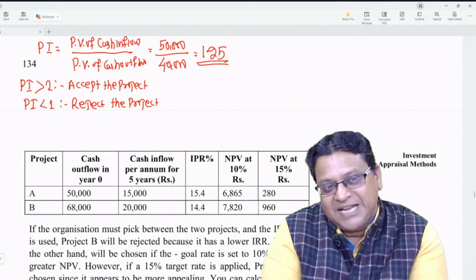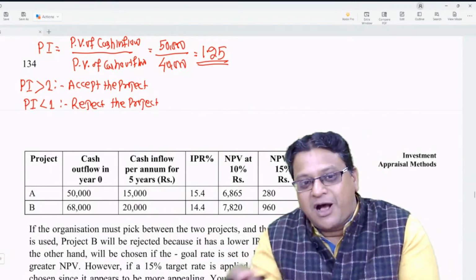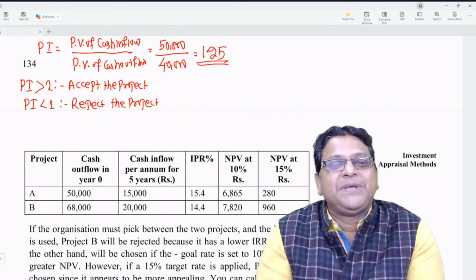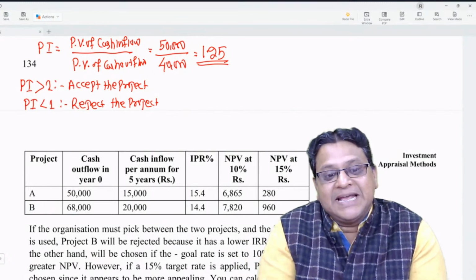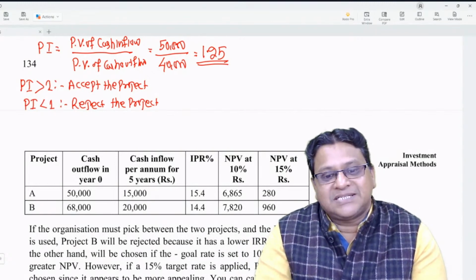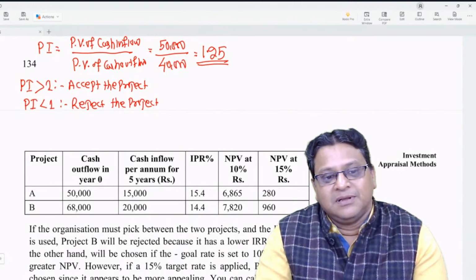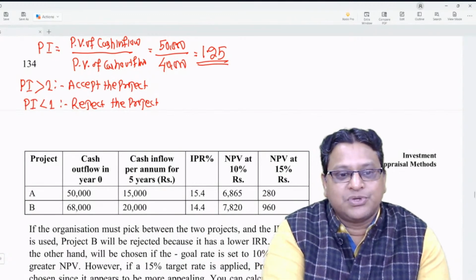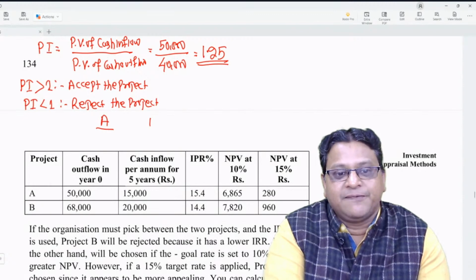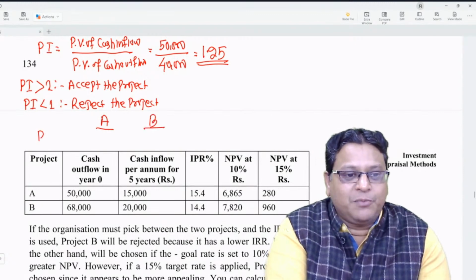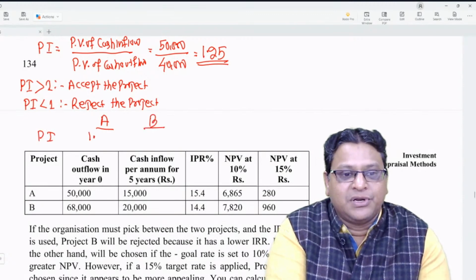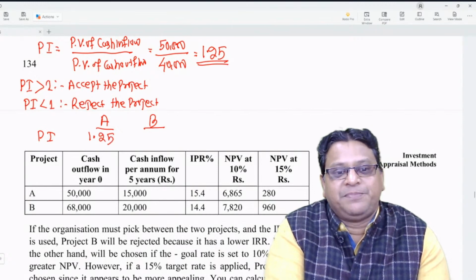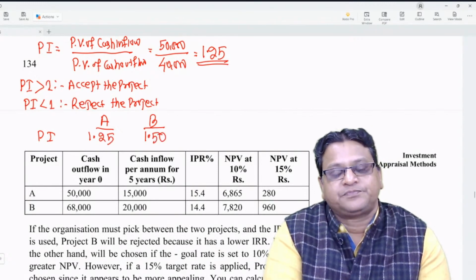1 rupee investment in project becomes how much? That is PI, profitability index. Let's take an example. If there are two projects, project A and project B, the PI of project A is 1.25 and project B is 1.50.